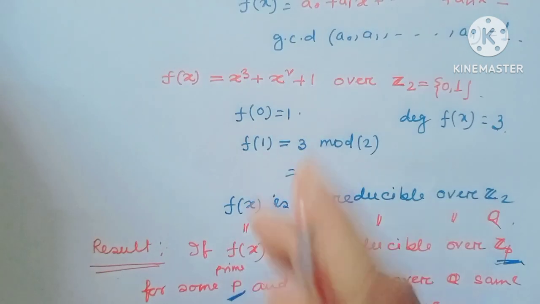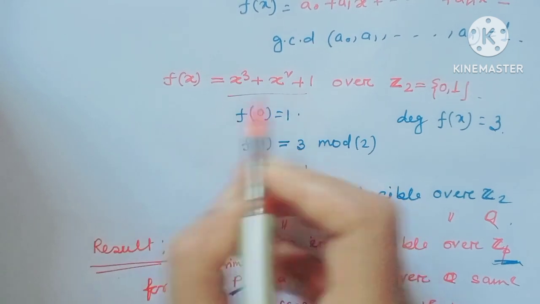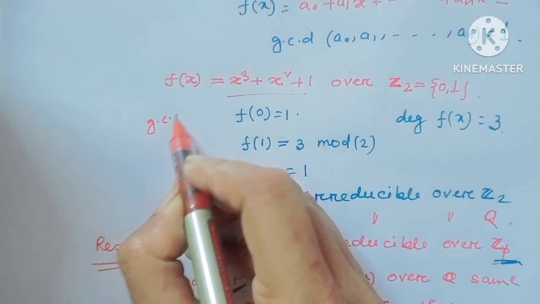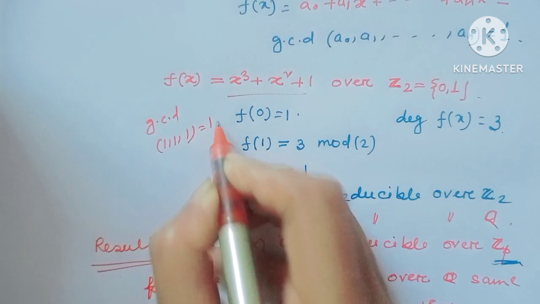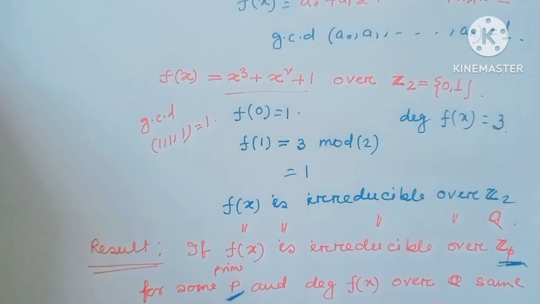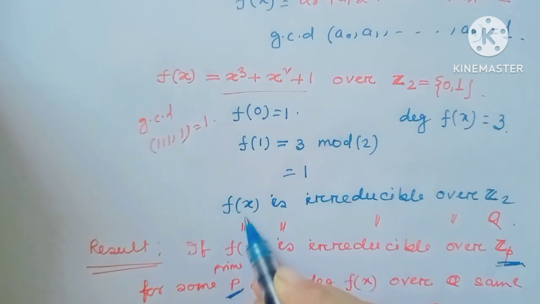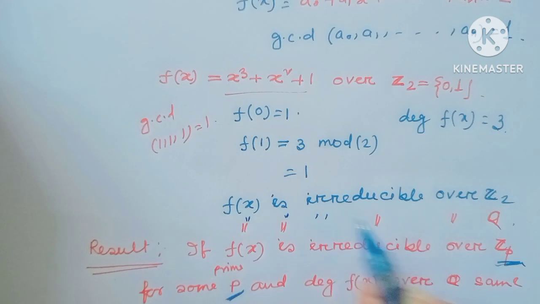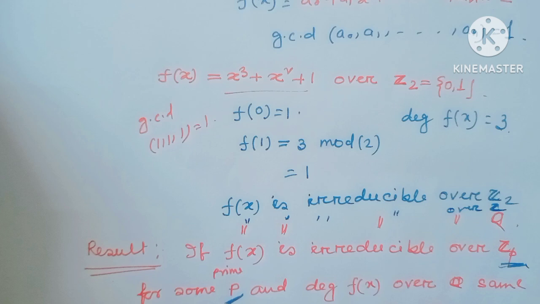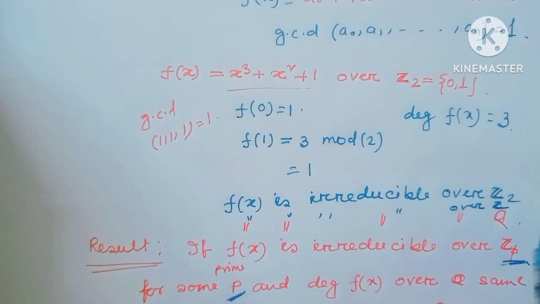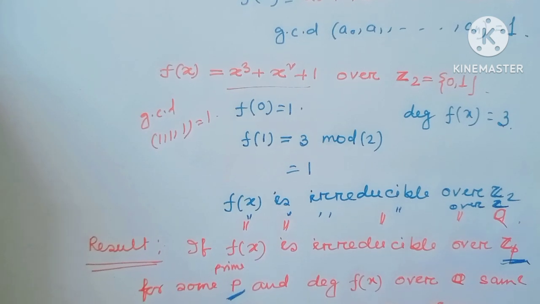And since the polynomial is a primitive polynomial, GCD of 1, 1, 1 equal to 1, so we can tell f(x) is also irreducible over Z also. That means f(x) is irreducible over Z2, over Z and over Q.